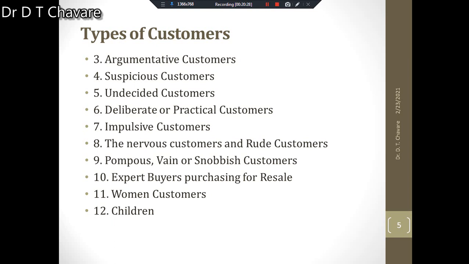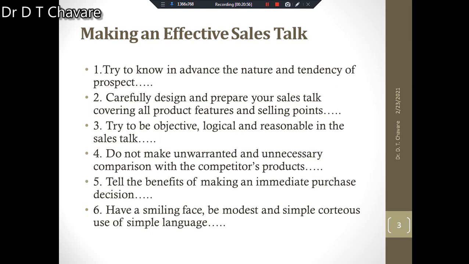First, a suitable personality should be there. Such a personality will impress the customers. Then adequate product knowledge is also essential, and adequate knowledge of customers is also essential. Such features you should possess as a salesman. Now you have to understand the different types of customers.